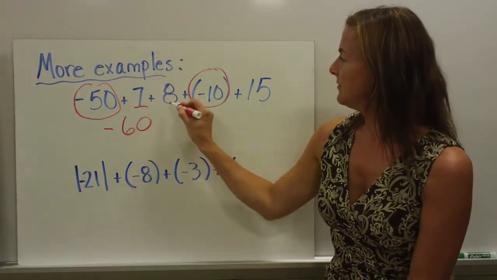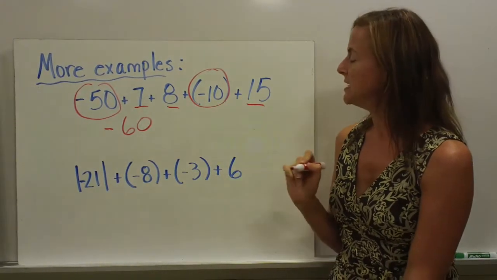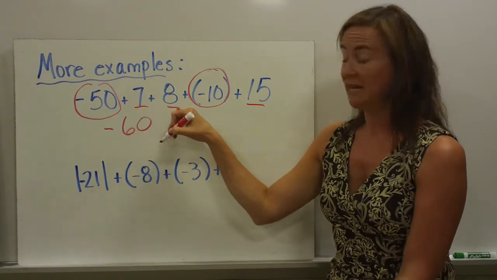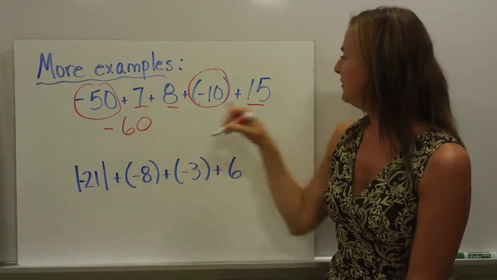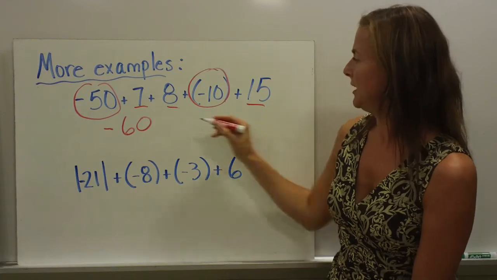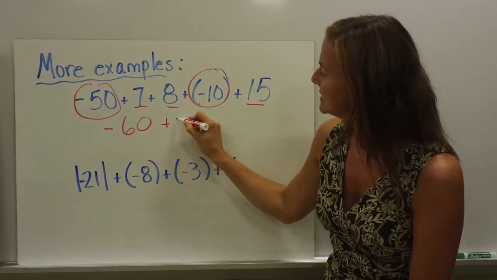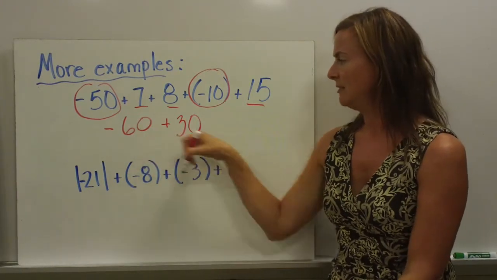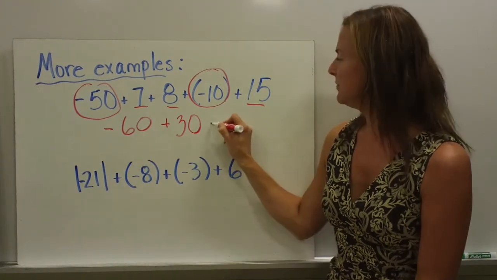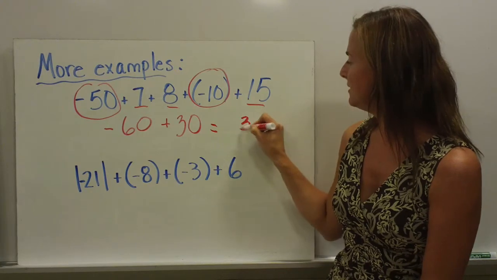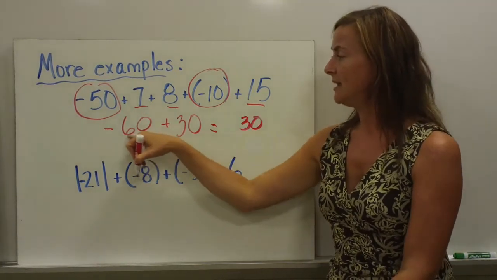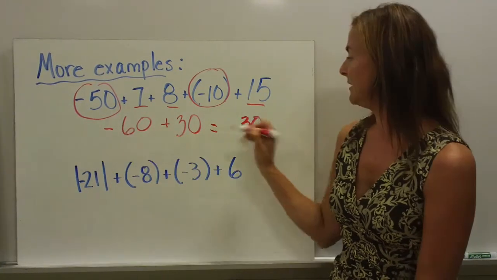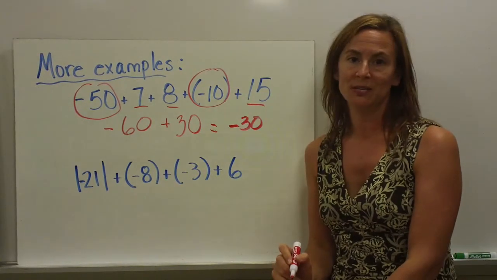Then I'm going to add 7 plus 8 plus 15. Well, 7 plus 8 is 15, and 15 plus 15 is 30. So I have -60 and 30. Last step is to combine these. Different signs, find the difference. The difference is 30, and the farthest away is 60. It's negative, so my answer is -30.